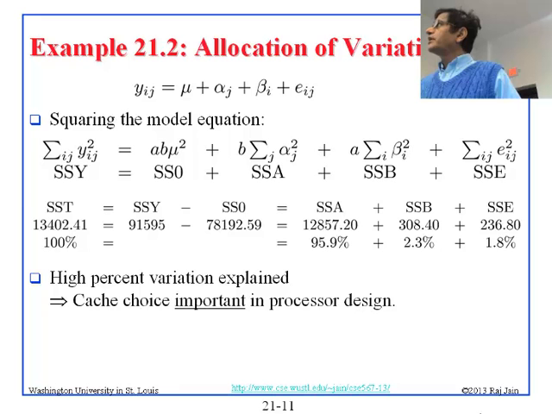Out of that, 12,000 is explained by A, 3,000 by B, and that means that 95% is explained by the caches, which is good, and 2.3% is explained by the workloads, and 1.8% is error, which is even good because errors are very little.